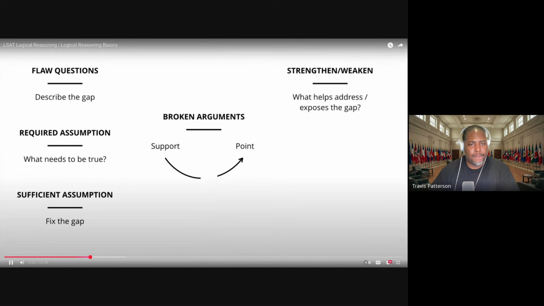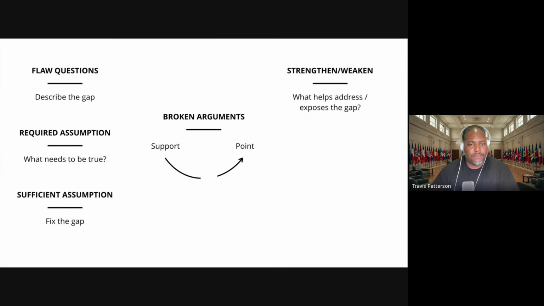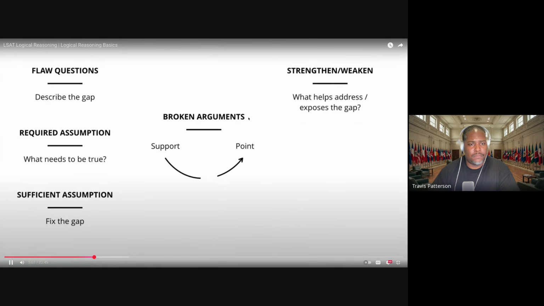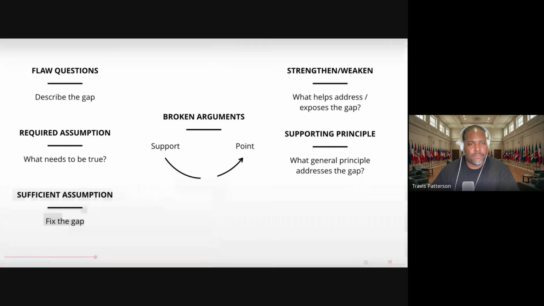Strengthen and weaken questions ask you to address these issues in some way. Strengthen questions will help prop up or fill in that gap, whereas weaken questions will ask you for an answer that exposes the problems in reasoning. Supporting principle questions ask you what general principle will help fill in the problem in this argument. And then finally, match the flaw questions require you to find an answer choice that has the same type of issue that the original argument had.